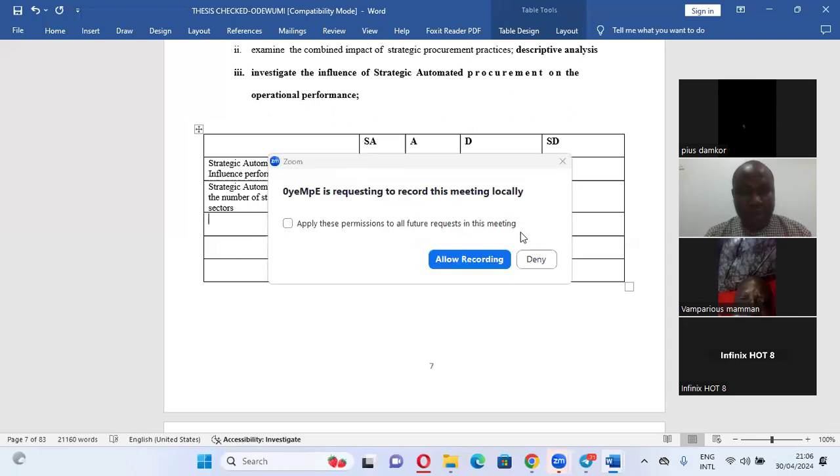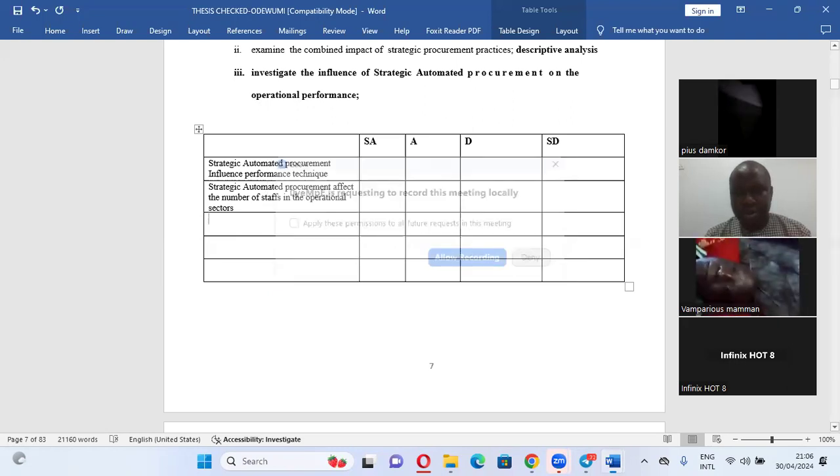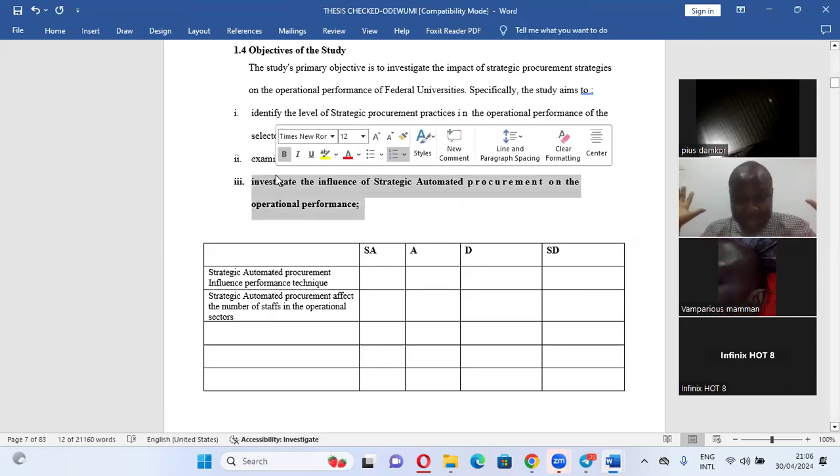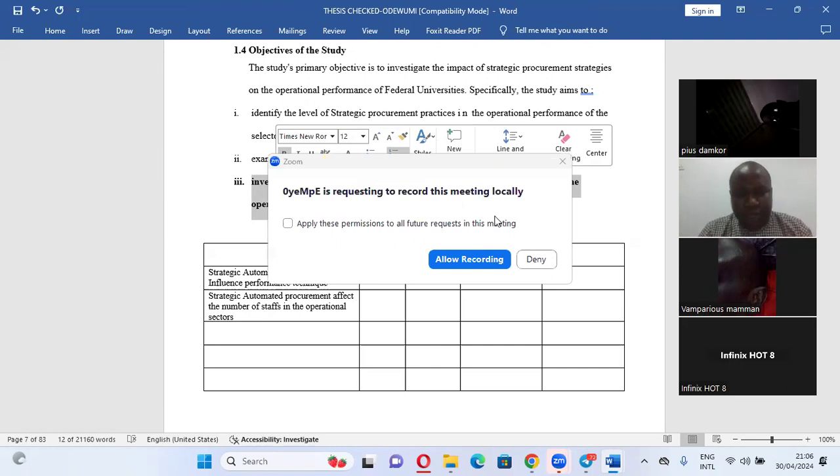By the time I'm listing this out, you can see that all these questions are already answering this objective directly. As in directly. These questions are already showing if there is an influence or if there is no influence.